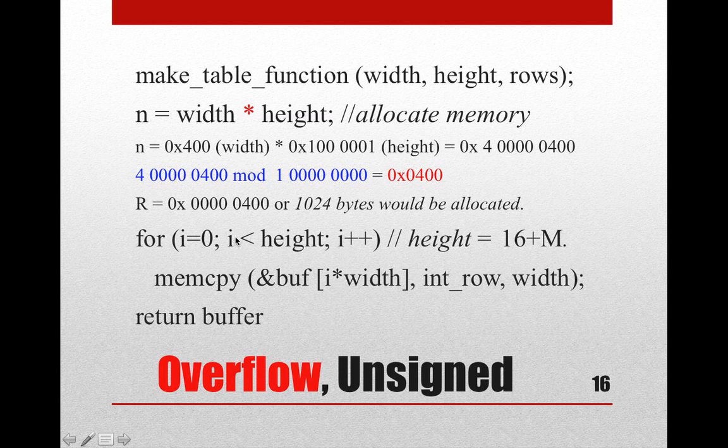Of course, the problem is that when you get into the for loop, it's going to use a height here, and the height for this is a very high value. So it's going to be memory copying. It's going to be doing this, I think, somewhere around 16,000 times or a little bit more. So that's the problem.